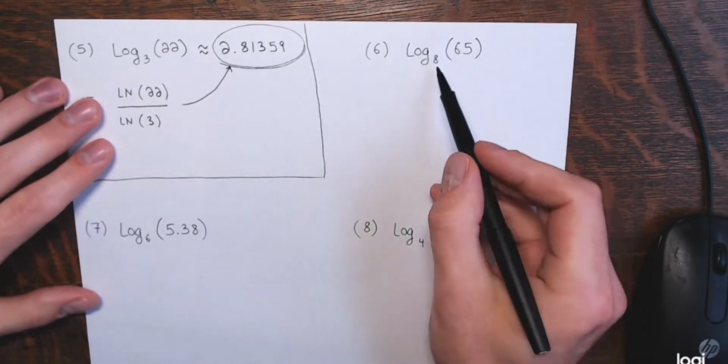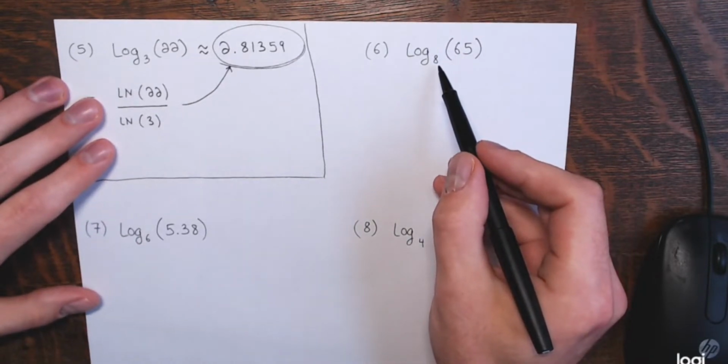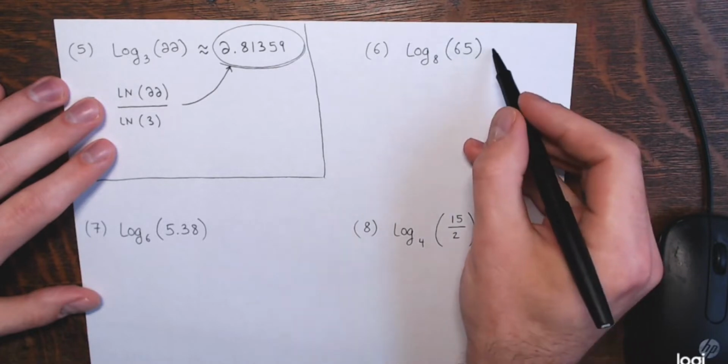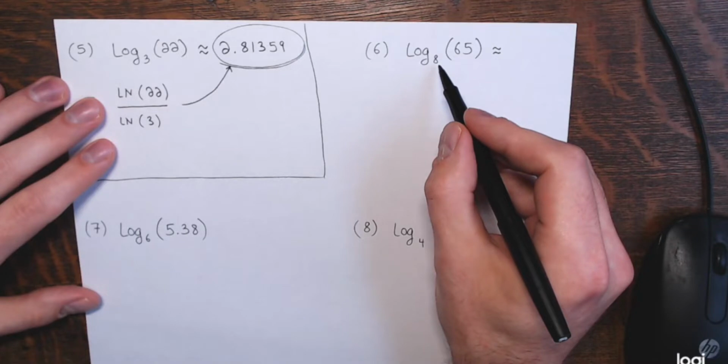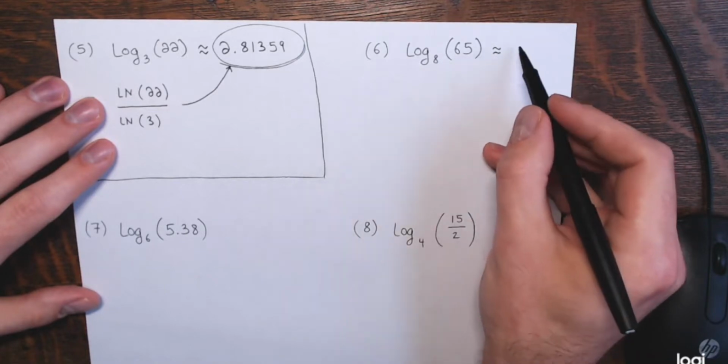Okay, log base 8 of 65. Now again, I know that 8 squared is 64. So this is a little more than 2. This is going to be 2 point something.